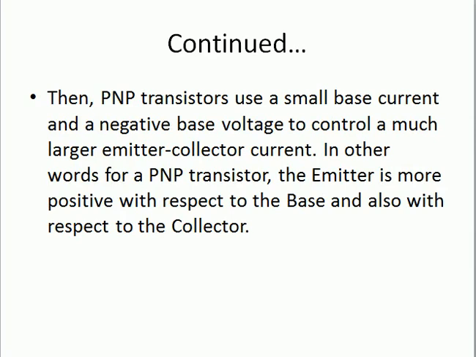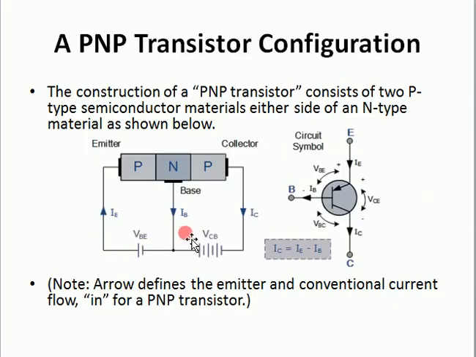The PNP transistor uses a very small base current and a negative base voltage to control a much larger emitter collector current. In other words, for a PNP transistor, the emitter is more positive with respect to the base and also with respect to the collector. Now here we see all these things. This is the PNP transistor configuration. Here the emitter is positive, the base is negative and the collector is positive. As the emitter is providing all the carriers in this circuit, that's why it is more positive than the collector and the base.